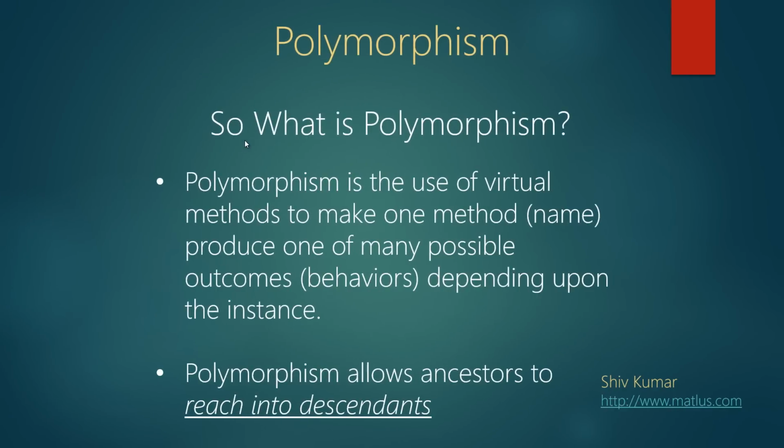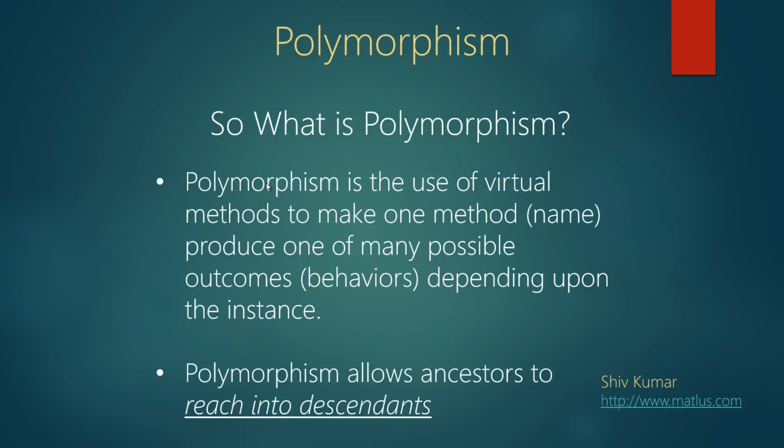So then what is polymorphism? After all that, polymorphism is the use of virtual methods to make one method, and by one method I just mean one name, like get thumbnail, produce one of many possible outcomes or behaviors depending on the instance. It doesn't have to be only one method, but the idea is that based on the instance, we get different behavior. And this is key. I tell you what, this is key. Almost every design pattern hinges upon this idea.